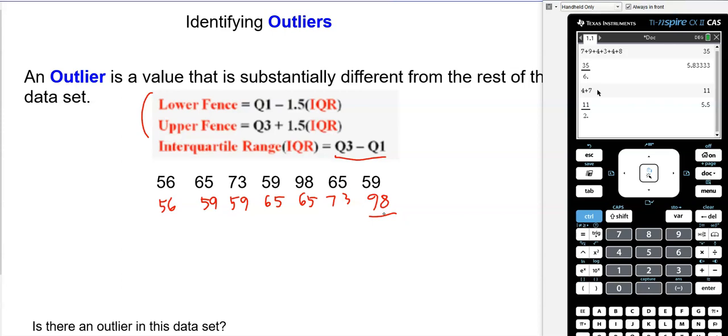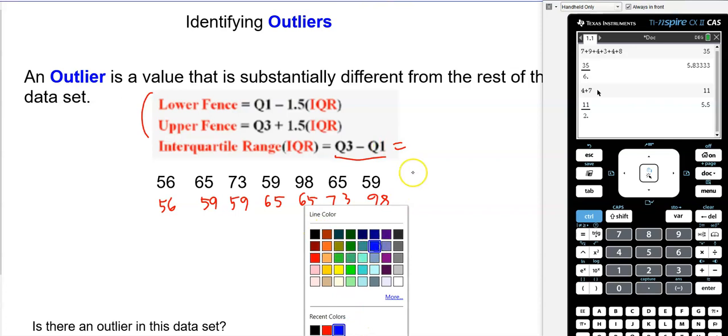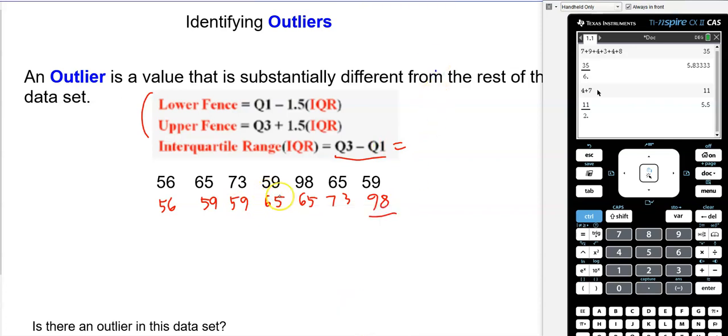So we're just going to do Q3 minus Q1. Let's figure out what some of these values are here. The middle of this data is definitely the 65. That's the median. The middle of the bottom half would be my Q1. The middle of the top half would be my Q3. So it'd be 73 minus 59, which is 14.